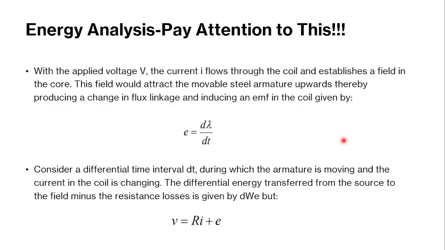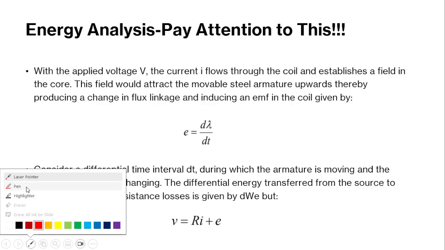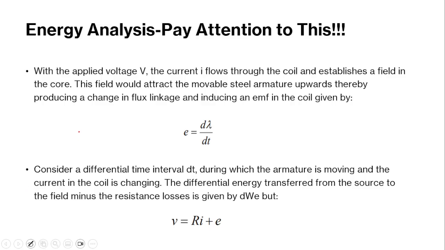So the first equation: with the applied voltage, the current flows through the coil. We know this. And it establishes a field in the core. We know this. The field will attract the movable armature upwards, thereby producing a change in flux linkage. So let me just use my pen. Remember, flux linkage is basically the amount of flux lines passing through the material. That's basically all it is.